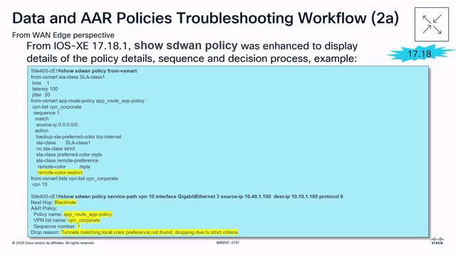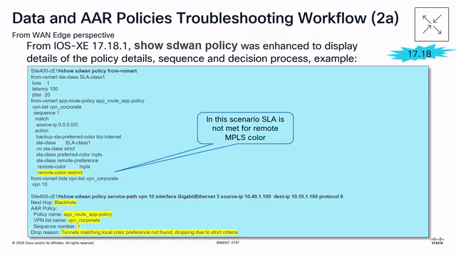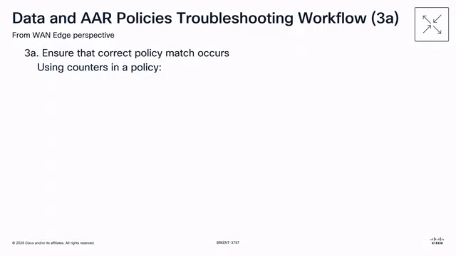Again, 17.18, it's already available now. It's not yet the Golden Star recommended release, but you can already start training and using it to familiarize yourself with the enhanced tool. Back on track. Remember, first step is to ensure that the policy match actually happens, and how to check it.